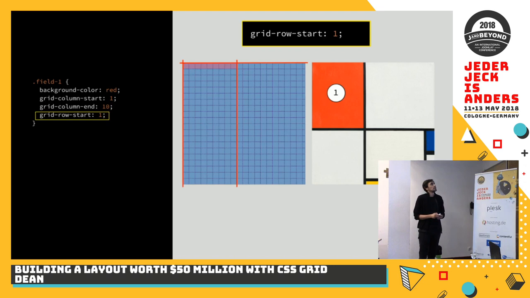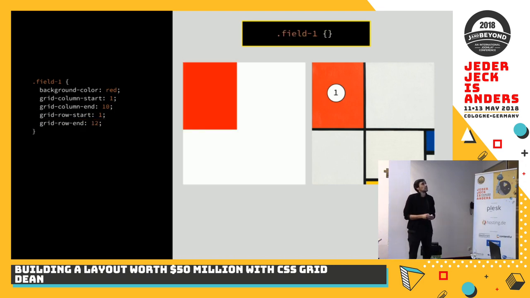So we are going to do the similar thing with the rows. Starts again from the first line, not the box, and it ends on 12th. So on the front, now we have our first field, board 7 million. We continue with the second one.